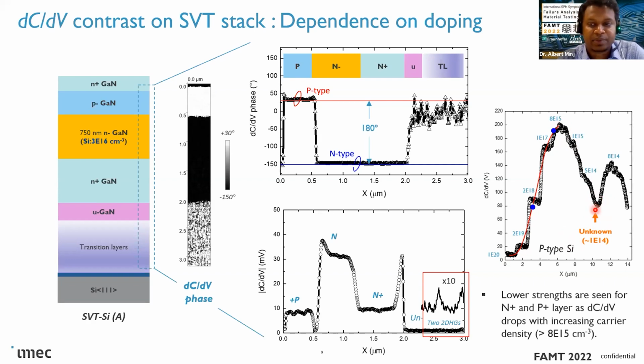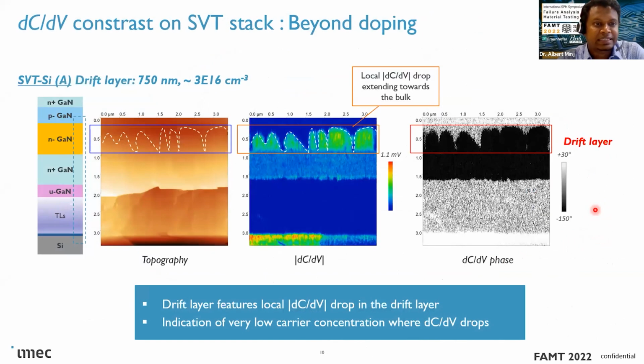But of course, we need some other way to verify it. So we come back to the defect part. Now having seen what the signal looks like, when we look at a bigger picture of the area, we actually saw that in the drift layer, there is a non-homogeneous distribution of the DCDV. And actually, this is forming something like a funnel shape or elongated features extending along the bulk where DCDV actually drops down to zero, especially from the junction.